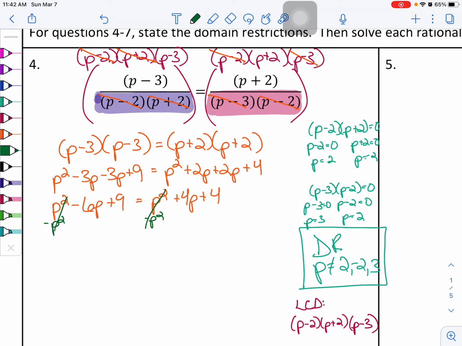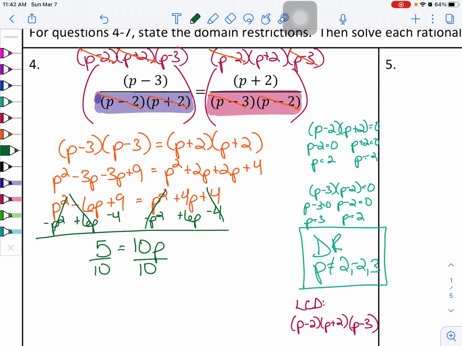Now, I don't know if you recognize this, but if I were to subtract p squared from both sides, both of those terms would cancel out, which is really nice because then we really don't have a quadratic equation anymore. I'm going to collect all of my variables to one side, so I'm going to add 6p to both sides. And I'm going to collect my constants to the other side, so I'm going to subtract 4. So let's see if I can collect up this mess.